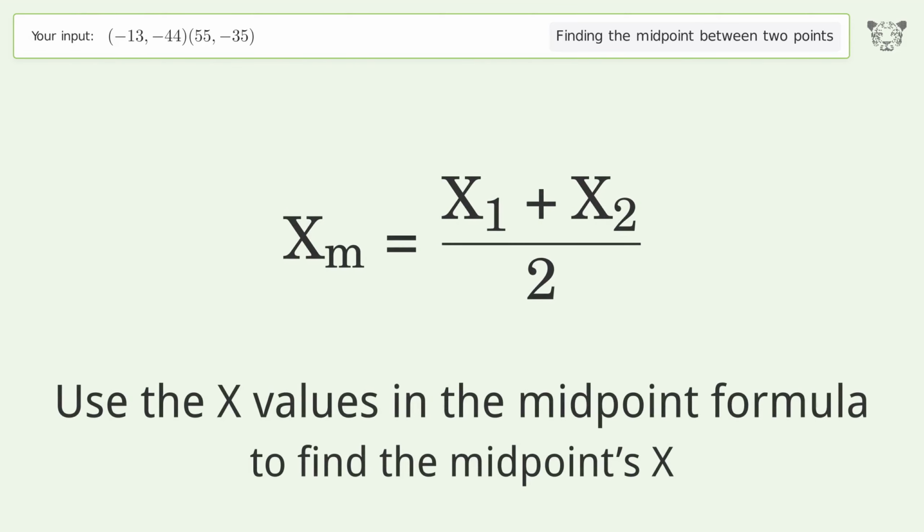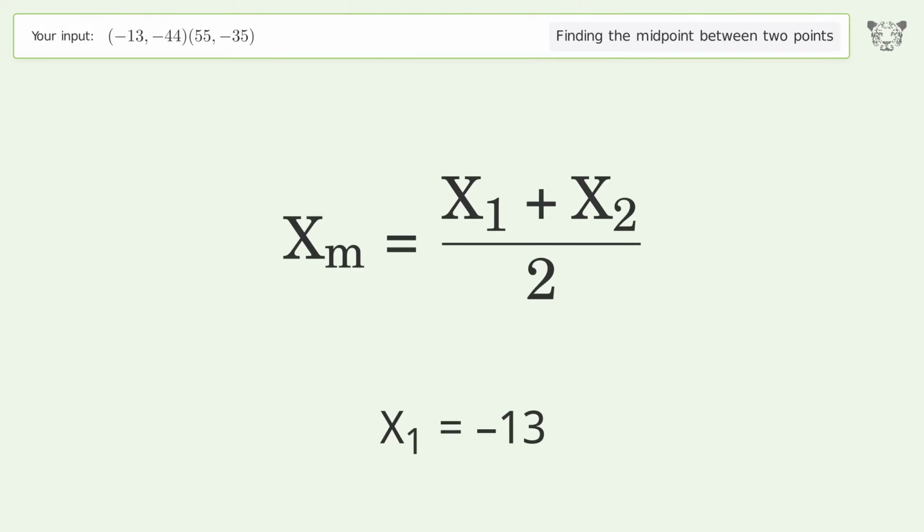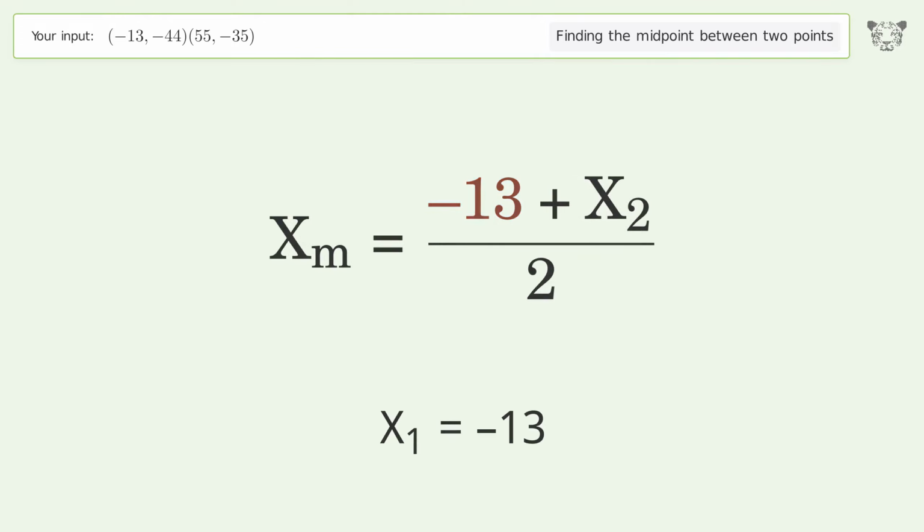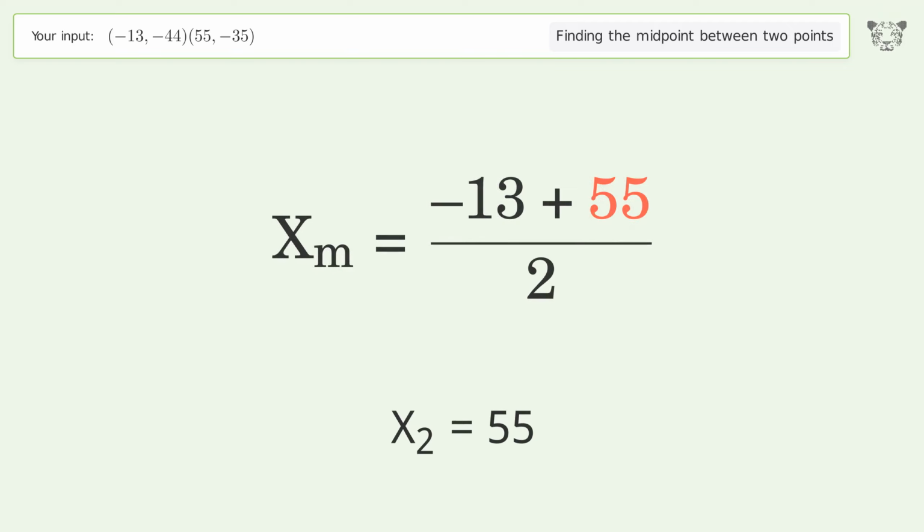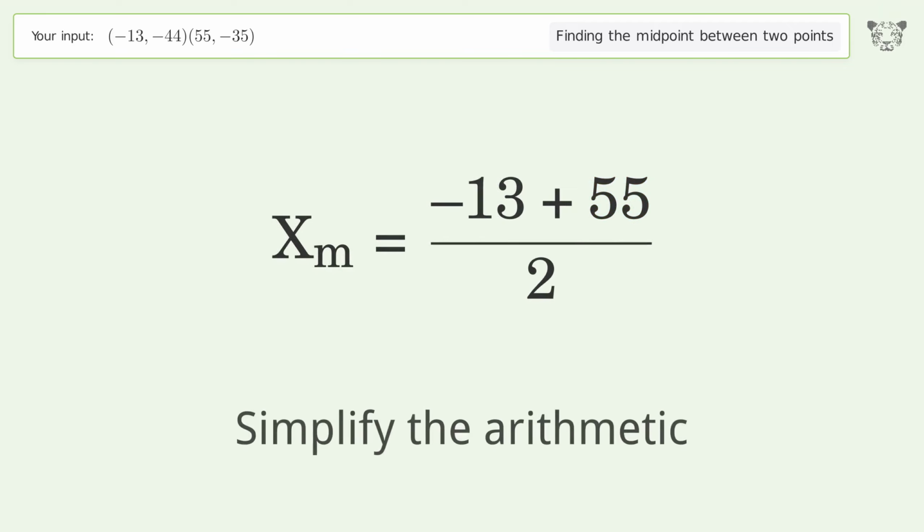Use the x values in the midpoint formula to find the midpoint's x. x1 equals negative 13. x2 equals 55. Simplify the arithmetic.